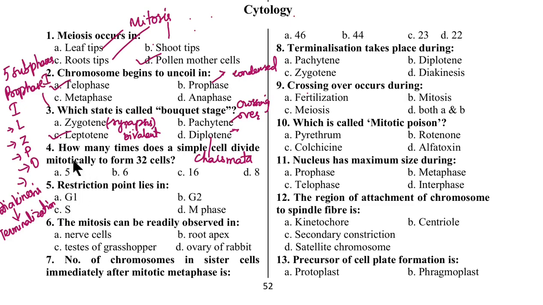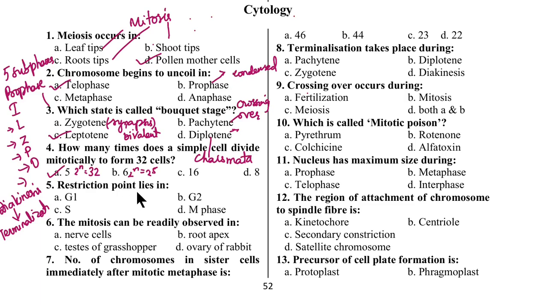Now let's talk about the fourth question. How many times does a single cell divide mitotically to form 32 cells? For solving this question, our formula is 2^n equals 32. In this way, the value of n here is obviously our answer: 2 power 5 is 32. So our answer is 5.